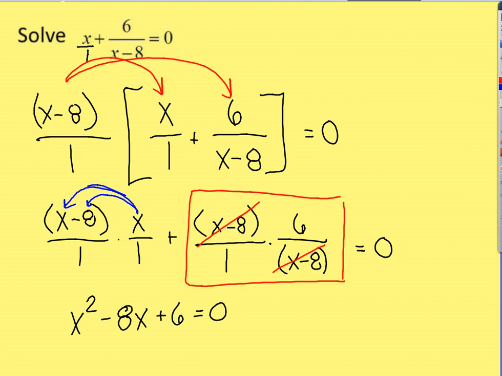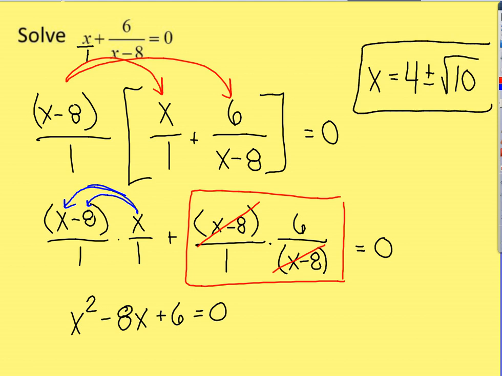Now you need to factor this. This is not going to come out evenly, so if you use your quadratic formula or you use the program on your calculator for quad form, you will get that x is equal to 4 plus or minus radical 10. Remember to substitute that back in to check for any extraneous solutions, but in this case, they both do work.